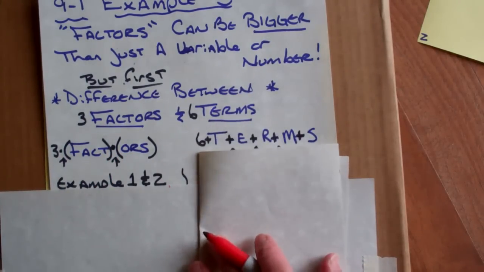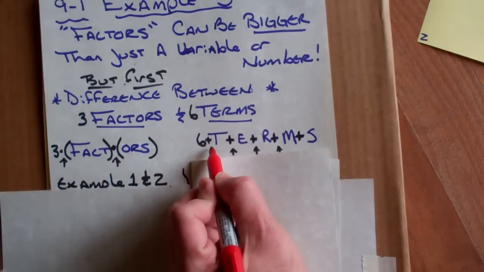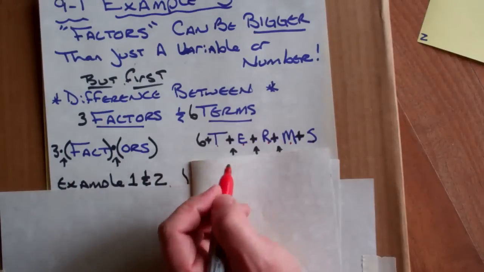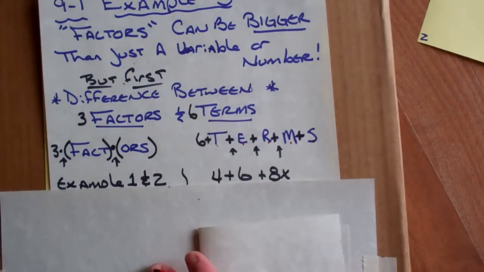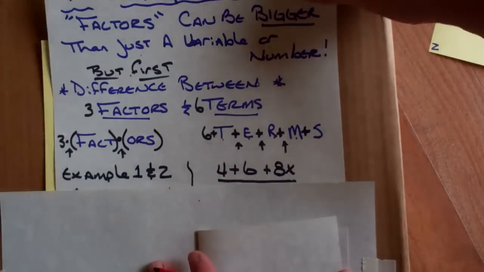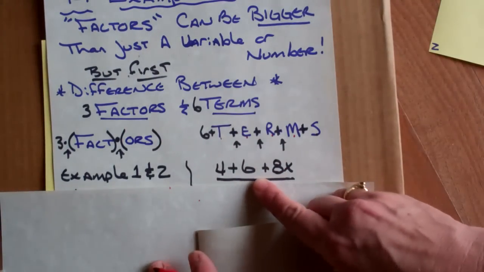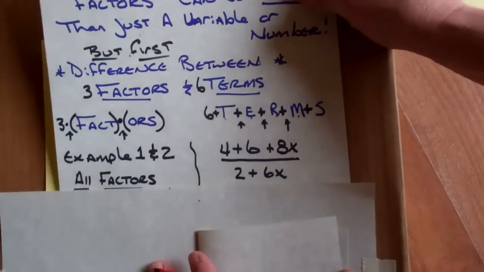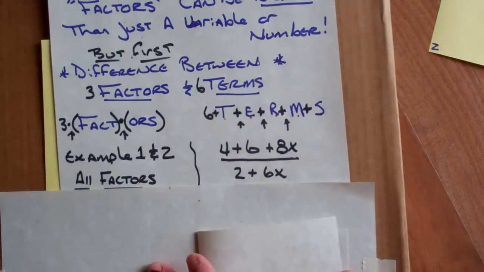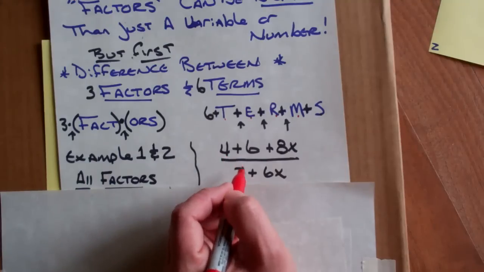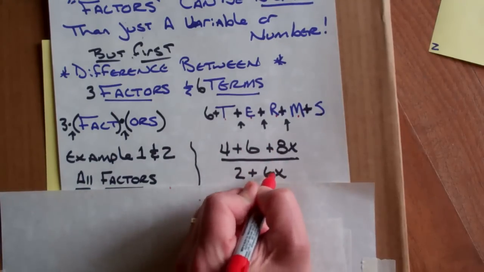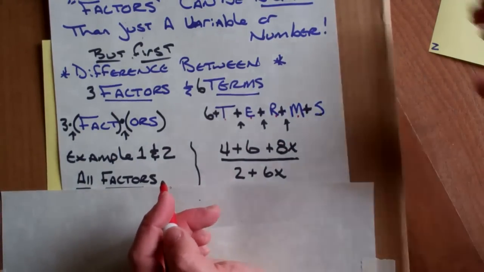Where in this case, I have 6 terms. Notice that each letter is isolated as its own entity with plus signs in between. And they could be minus signs too. So, as we did example 1 and 2, you can recall that we had all factors. If I had all terms, it would look like this: 4 plus 6 plus 8x over 2 plus 6x. Could I reduce the 2 with the 4? Or the 2 with the 6? Or the 6x and the 8x? No, because they're all plus signs. These are terms, so it would be illegal to do.